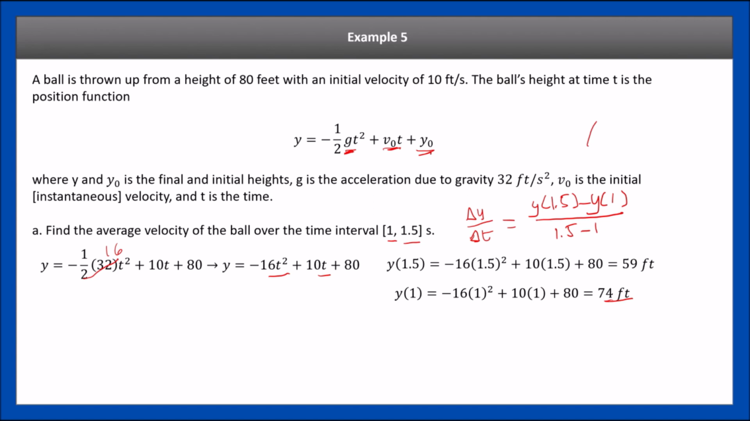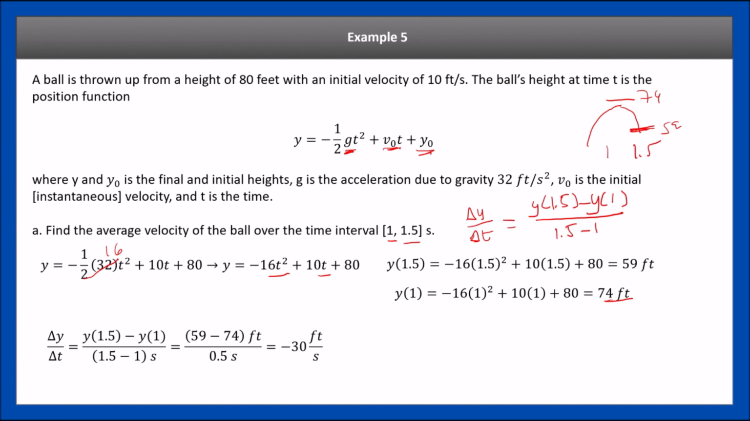So at 1 second it started off high, and then at 1.5 seconds it was lower than where it was before, right? So here it was 74, and then here is 59 feet. Not 2 seconds, 1.5 seconds. And then we're finding the average velocity, plugging into that function. So we have 59 minus 74 over 0.5. That gives us an average velocity of negative 30 feet per second.